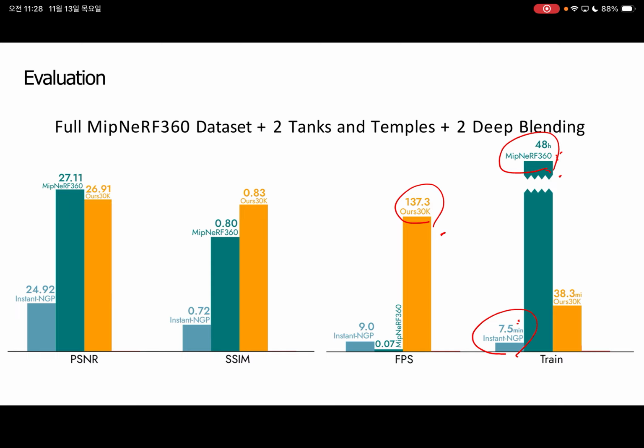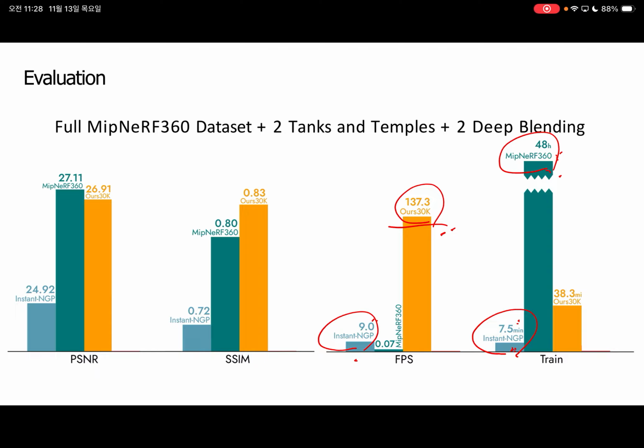To make NeRF very efficient, training time is very, very fast, but rendering speed is very slow. Once we train it, we need to render some new images, but the rendering speed is 9 frames per second. Gaussian splatting renders images at over 100 frames per second.